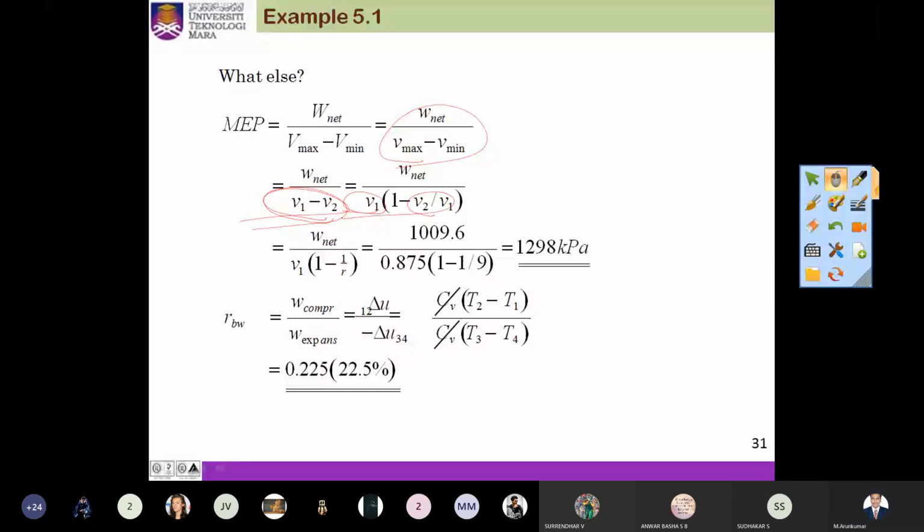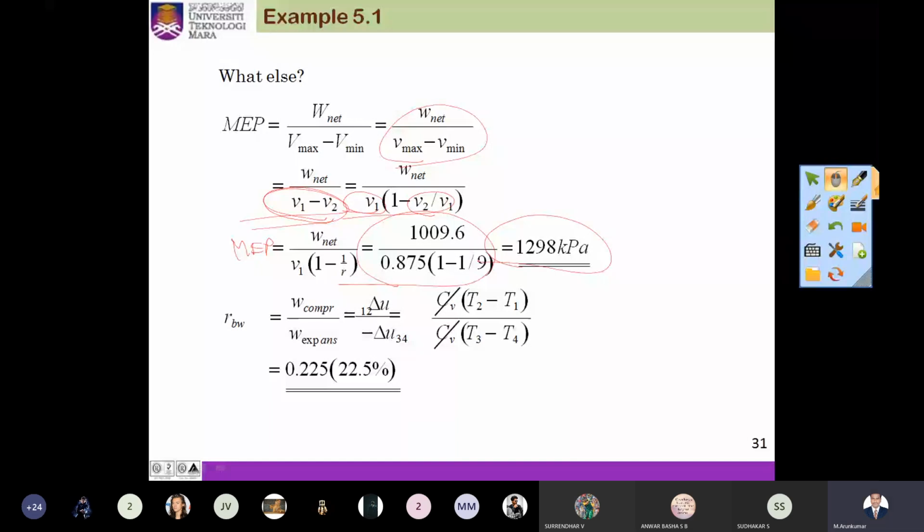R. Right. So here, w net by V1 into 1 minus R. The values can be substituted to calculate the mean effective pressure. So this is your mean effective pressure. This value should be less than all four states, that is P1, P2, P3 and P4. This value will be less. So here it is 1298 kilopascal.